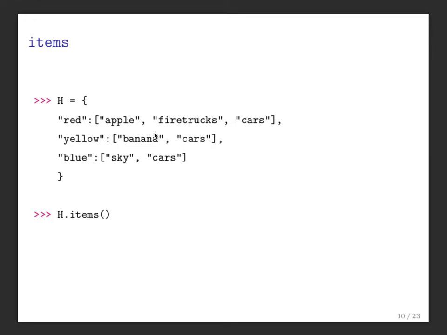we're trying to collect examples of things that are certain colors, right? So this would be a good use case for the dictionary. So red: things that are red, apples, fire trucks, cars; yellow: banana and cars; blue: sky, and cars, right? I did it like this because I made a lab question for you guys. And the lab question is, given a dictionary like this, find all of the items that can be of every color. So in this case, cars can be of every color. So that's a good question.